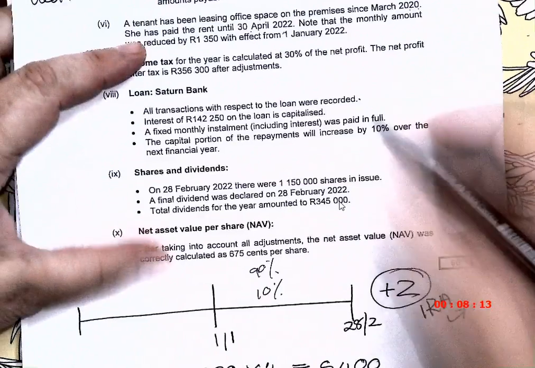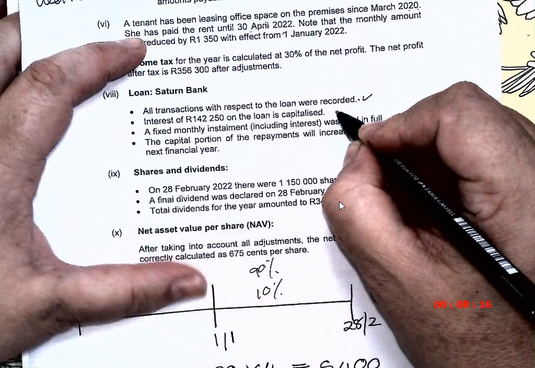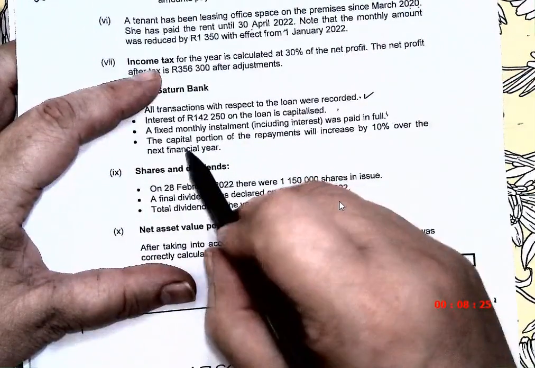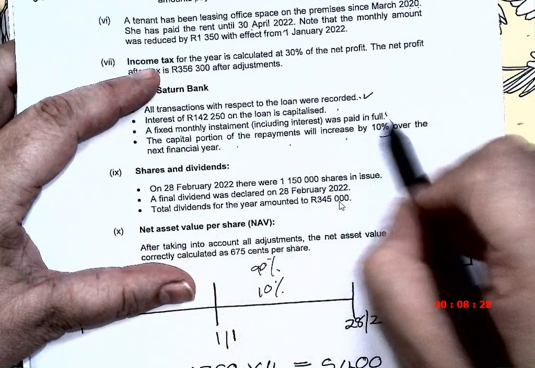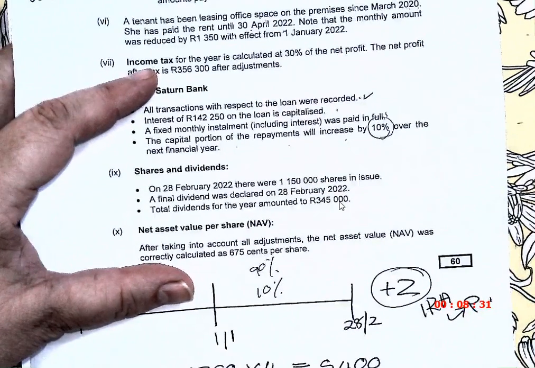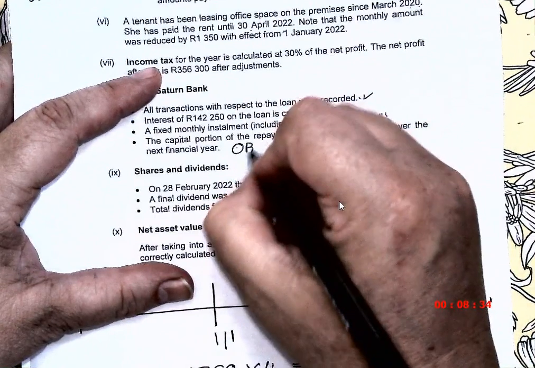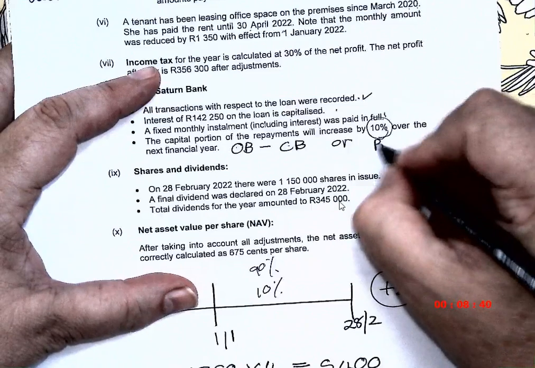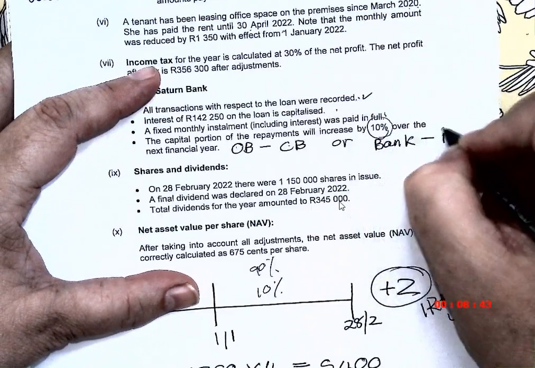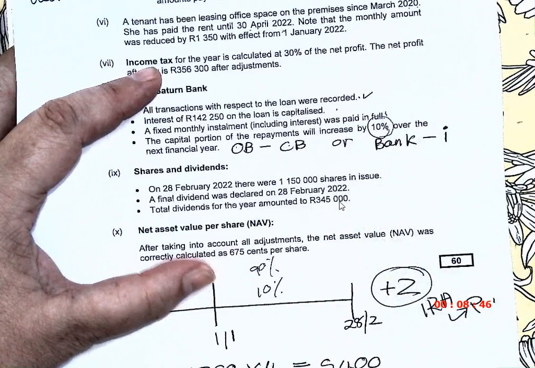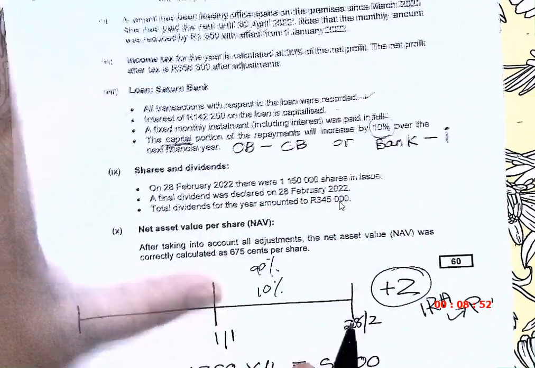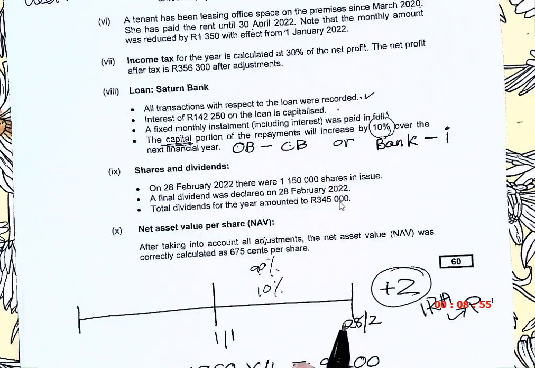Okay. They say everything was recorded. Interest of 142, and you can see it's already printed in your income statement. A fixed installment was paid in full. The capital portion of the repayments will increase with 10%. Now remember, the capital portion is your opening balance less your closing balance. Or it's your bank less your interest. Okay. That is how much I paid on the loan itself, the capital part. The capital, when they say the capital portion, they mean the original loan.